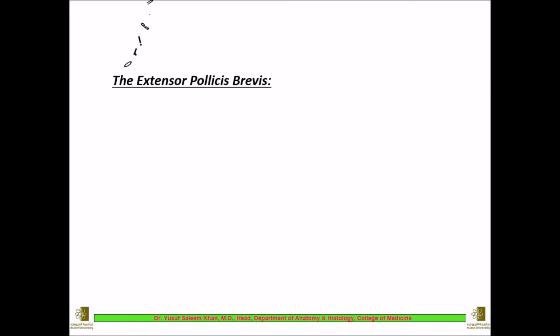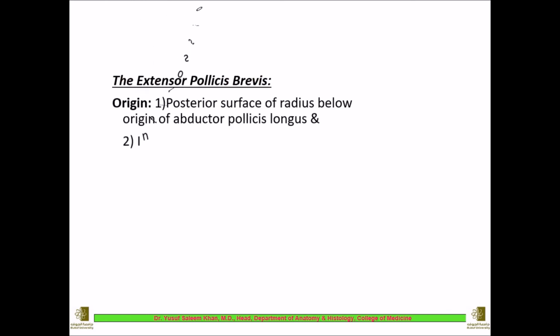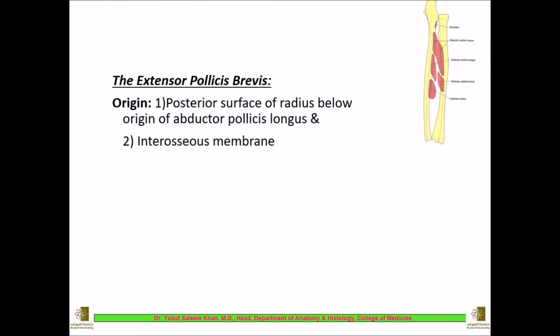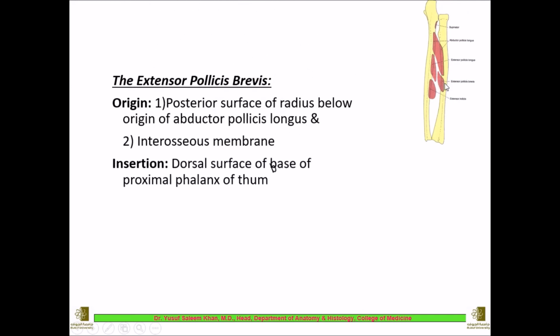Then going to the next muscle, that is the extensor pollicis brevis. As the name indicates, this is again a muscle of the extensor compartment. Pollicis because it is again going to the thumb, and brevis because it is a shorter muscle compared to the abductor pollicis longus as well as even the extensor pollicis longus. So this is a shorter muscle. The origin of this muscle is from the posterior surface of the radius. If you can see here, this is the origin of this extensor pollicis brevis.